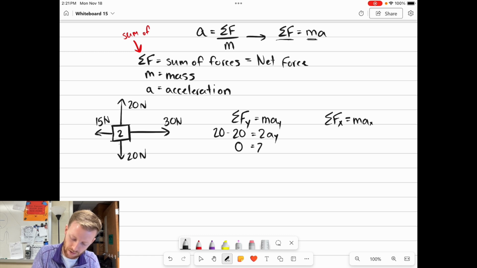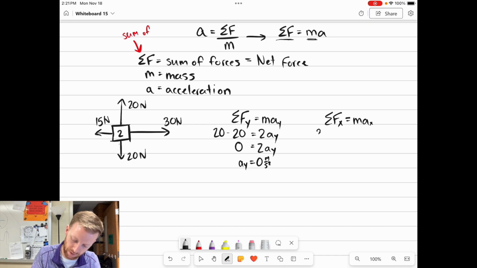Well, 0 equals 2ay, which means an acceleration in the y direction is 0 meters per second squared. Well, that's nice to know. So it's not going to be moving up or down or accelerating in that direction, which is good. What about in the x direction?